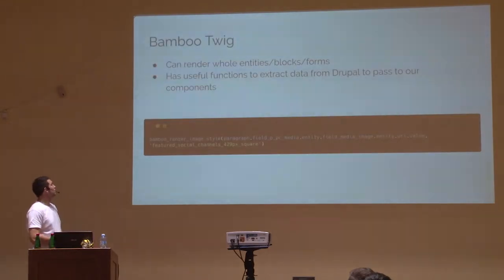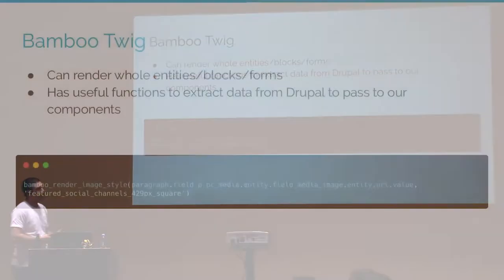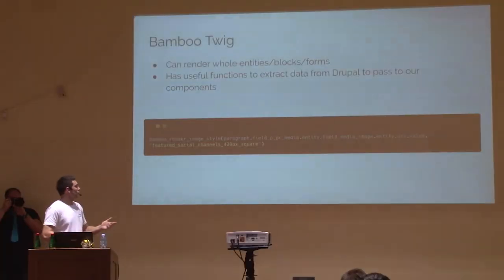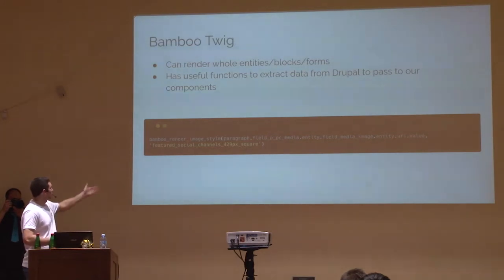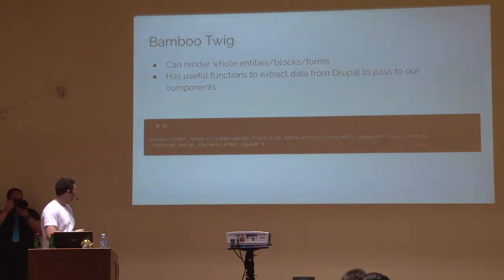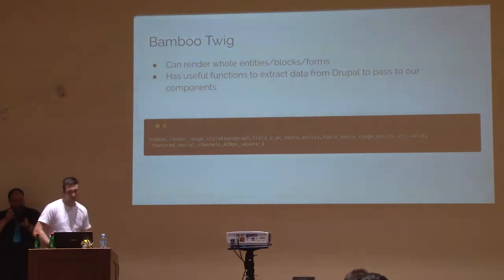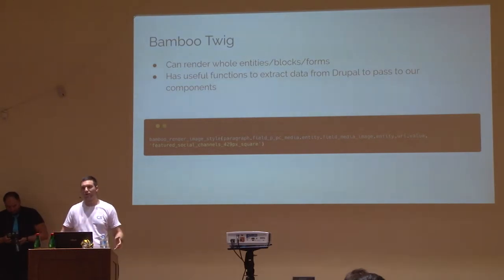We use this Bamboo Twig module that really does a lot. Basically, we use it for rendering entities, views, blocks, but it can also work on a bit lower level. For example, here we are rendering an image that uses a specific image style, which is really handy now when we work completely on the front end in template files.